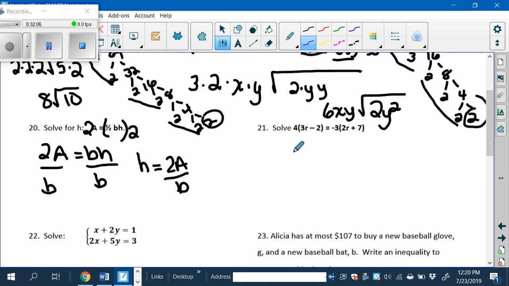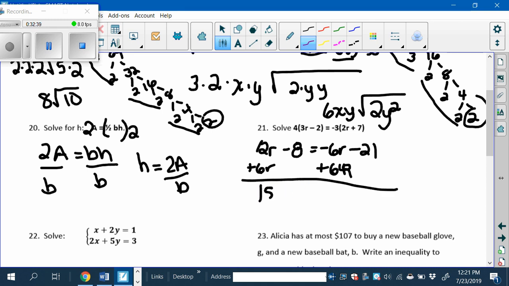All right, now let's do another one. We're going to distribute on both sides. So first thing I'm going to do is 4 times 3r, which is 12r. And that's minus 8 is equal to negative 6r minus 21. So now I'm going to add 6r. Oh, sorry, that's not supposed to be an r, sorry. Plus 6r. All right. So I get 18r minus 8 is equal to negative 21. Please don't drop those signs. Be very careful. So I'm going to add 8.